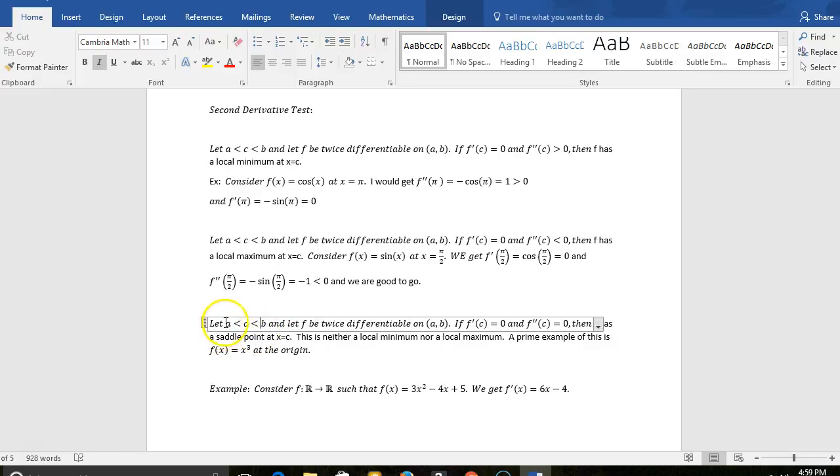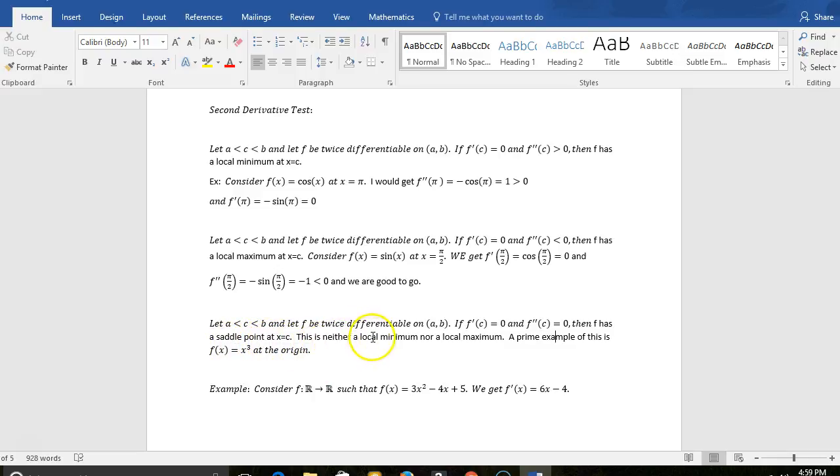let's go down here. Let a be less than c less than b, and let f be twice differentiable on (a, b). If f prime of c is 0, and if f double prime of c is 0 as well, then f has a saddle point at x equals c.